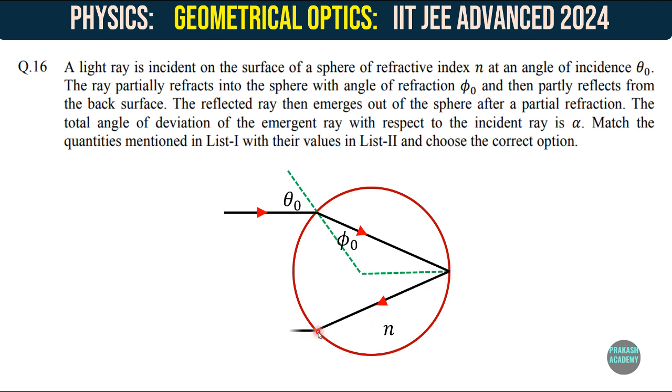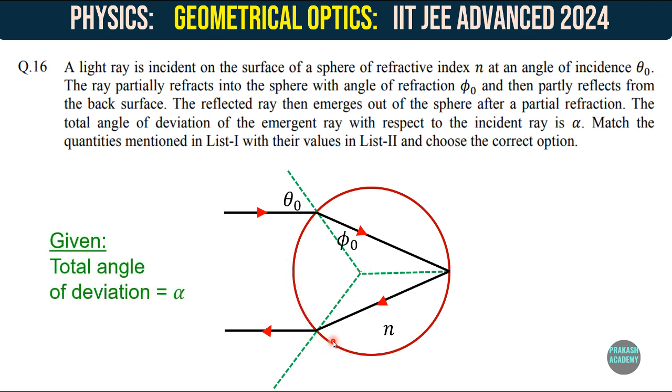And finally, once this ray reaches here, it undergoes refraction again. And this is the normal at this point, or you can say normal to this surface. So we have been given that this ray undergoes a total angle of deviation of alpha. Then we have to find the relationship between n, phi naught, theta naught and alpha.